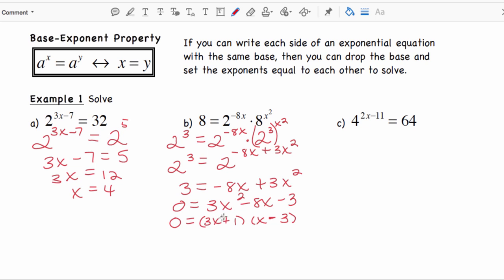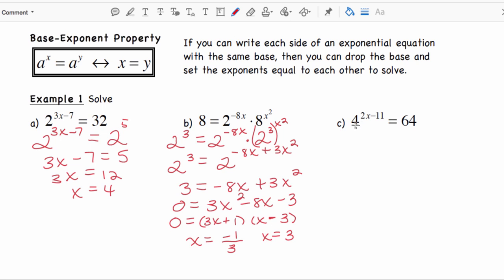We have 3x squared minus 9x plus 1x minus 3. That looks good. And then each factor gets set equal to 0 and solved. So this factor, we're going to subtract 1 and divide by 3. And the second factor, we're just going to add 3 to both sides, and you get x equals 3.